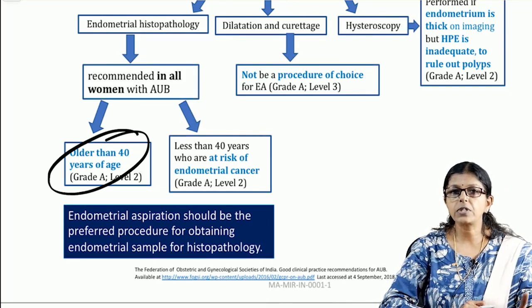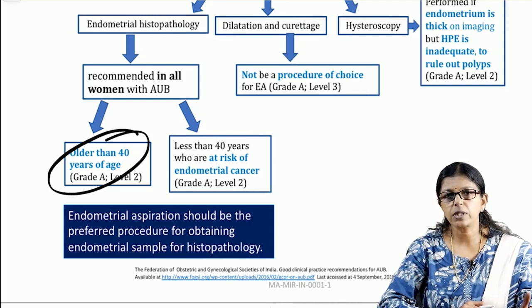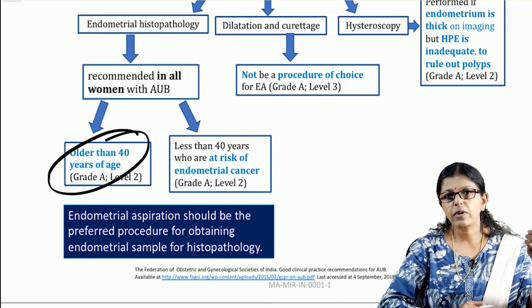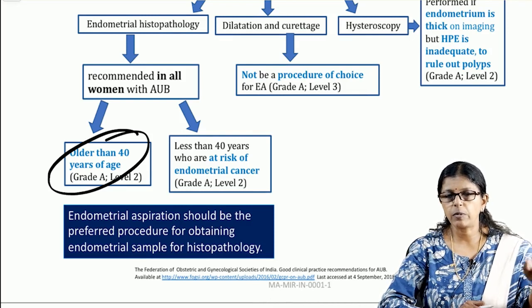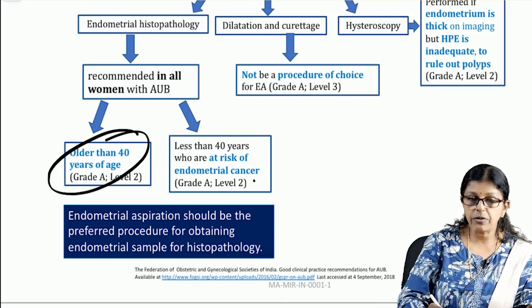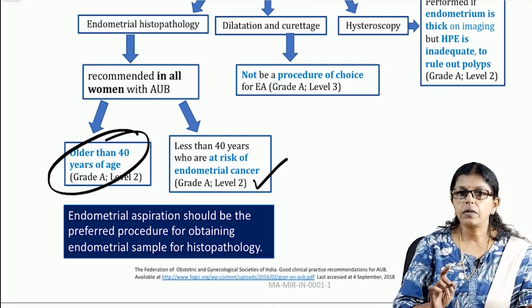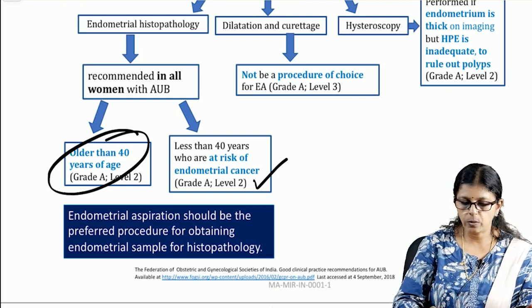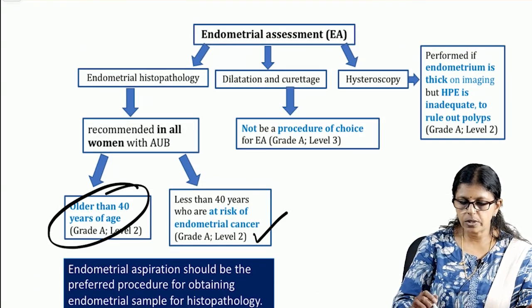But if she has any risk factors for endometrial cancer, what are these? She could be obese, she could have a family history of any malignancies, she could have had breast cancer previously. So we just look at that. If any of them are at risk of endometrial cancer, even if they are less than 40, you will have to do an endometrial sampling. And how will you do this endometrial sampling?